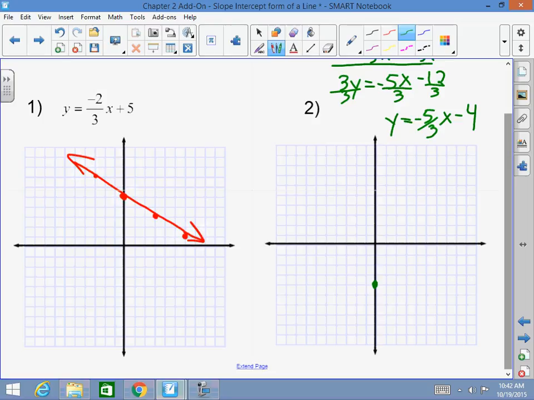So negative 5/3. So what does that mean? I don't rise at all. I fall down 1, 2, 3, 4, 5, and I run 1, 2, 3 to the right. You always run to the right unless going backwards. So now I am going backwards, so I'm going to go up 1, 2, 3, 4, 5, and then I go 1, 2, 3 to the left. Now I have my line.